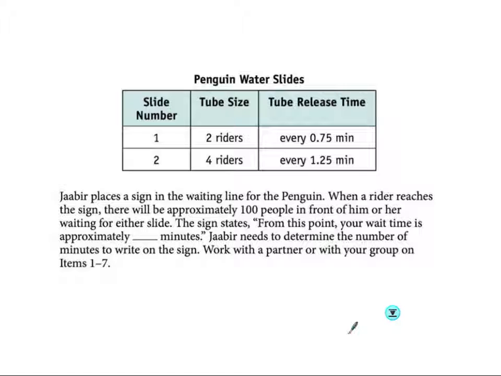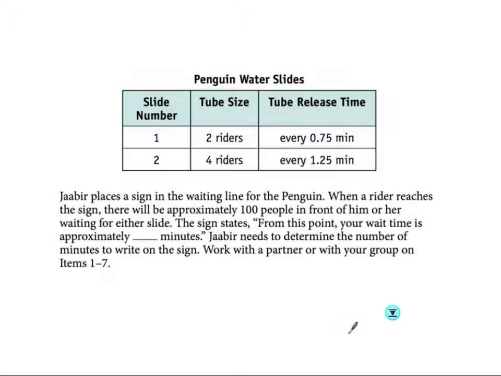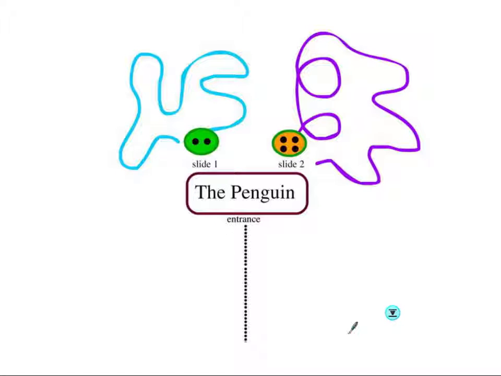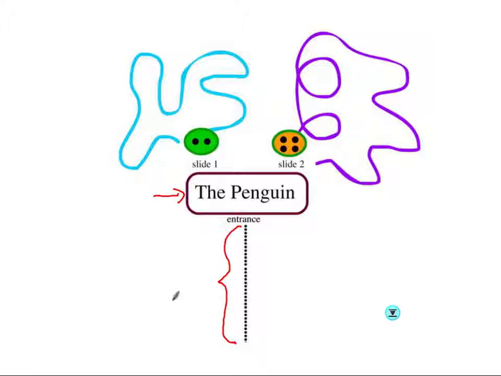Okay, so mainly you get a lot of text here, and you are left with your own imagination to visualize what is going on here. But you are lucky because I do have a visualization here, and here is the entrance of the ride called the Penguin, and here is the line of people. Now, looking back at the text, it says that there are 100 people in front of Jabir waiting in line. So Jabir is somewhere around here, and he counts 100 people waiting in line.